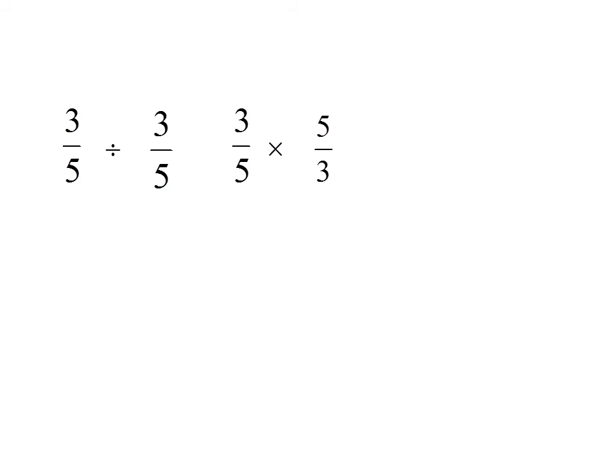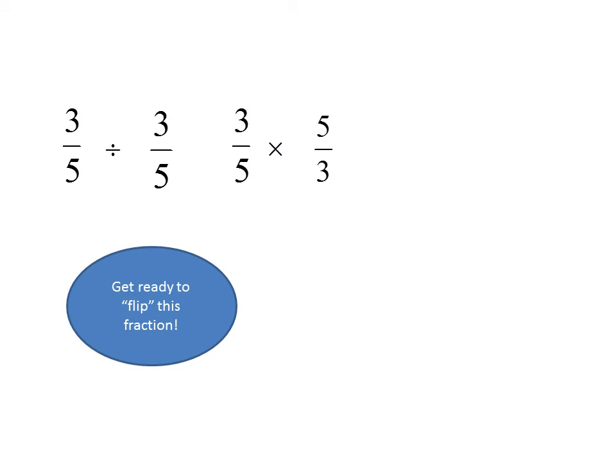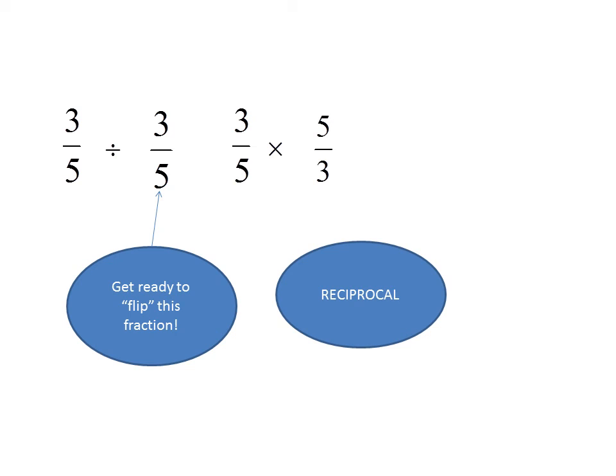Let's look at this last example. It's a real interesting one. 3/5 divided by 3/5. Again, remember that second fraction, you're going to be flipping that fraction in just one moment, as soon as you change the sign. 3/5 times 5/3. 5/3, again, is the reciprocal.